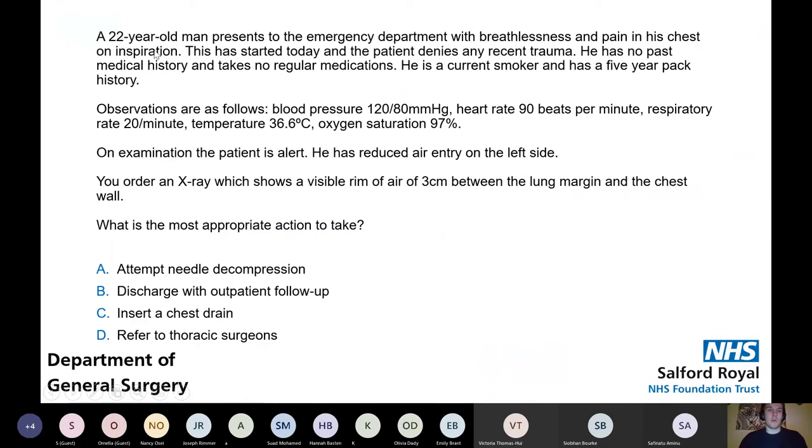So we've got a 22-year-old man presents to the emergency department with breathlessness and pain in his chest on inspiration. This has started today. The man denies any recent trauma. He has no past medical history, takes no regular medications. He's a current smoker and has a 5-pack year history. He has a normal blood pressure, normal heart rate, normal respiratory rate, normal temperature, and good oxygen saturations. He's alert and has reduced air entry on the left side. An X-ray shows a 3-centimeter rim of air between the lung margin and the chest wall. What is the most appropriate action to take?